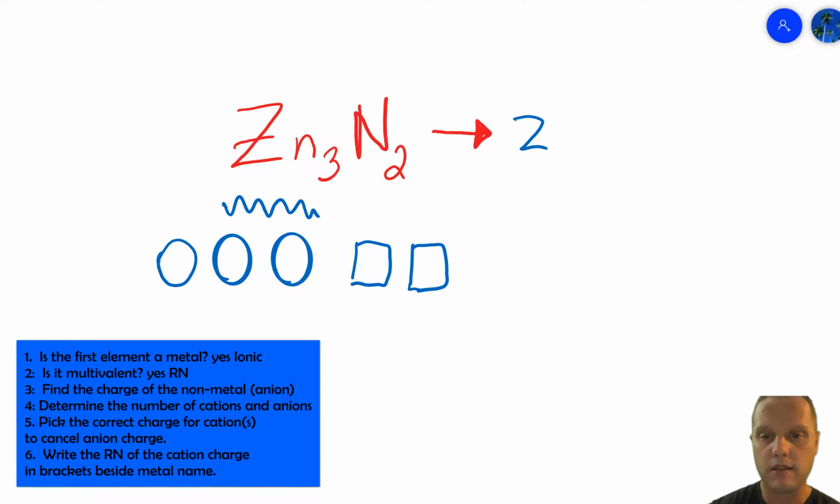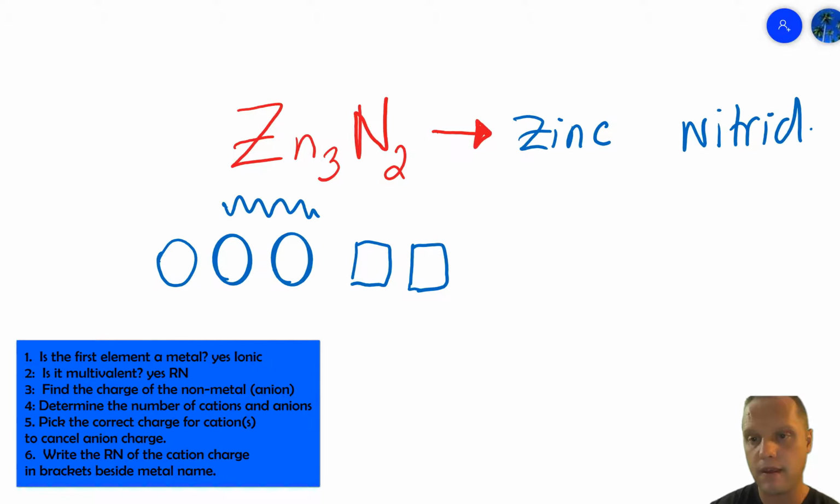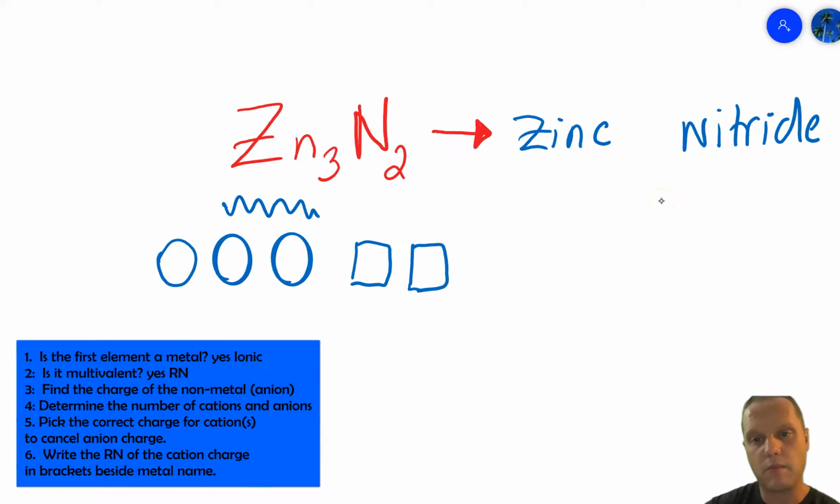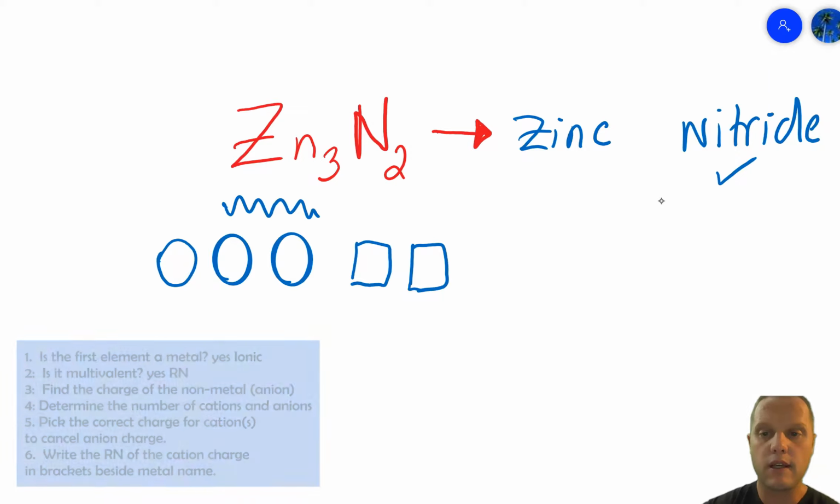So zinc would be the name, and the second one, which I recognize as nitrogen, is going to be nitride. Now, in order for me to use Roman numerals, zinc has to have multiple charges. Let's look at the periodic table. Here we have zinc, and if you look, it has a 2+ charge. It does not have multiple charges like, for example, manganese has multiple charges. Zinc does not. So therefore, we don't need Roman numerals. So the name of this compound is zinc nitride. Okay? Now, just to show you quickly, I want to show you the charges.